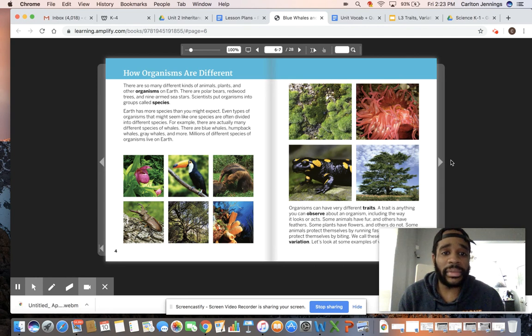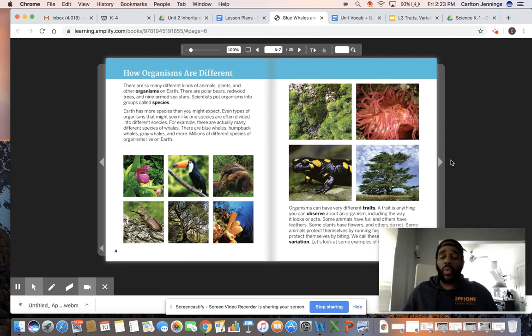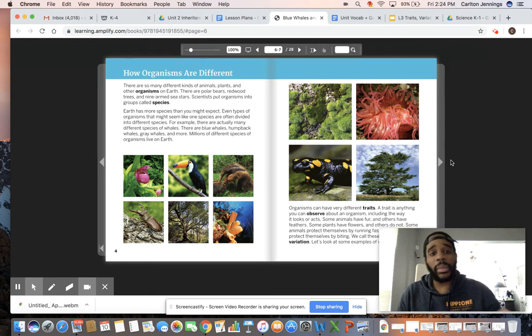Even types of organisms that might seem like one species are often divided into different species. For example, there are actually many different species of whales. There are blue whales, humpback whales, gray whales, and more. Billions of different species of organisms live on Earth. So even though we know whales are a broad organism or living thing, there are different types of whales, species of whales. Sorry, like the blue whales, the humpback whales, or gray whales, and even more than just those. Here we see a couple of different organisms in the pictures below.